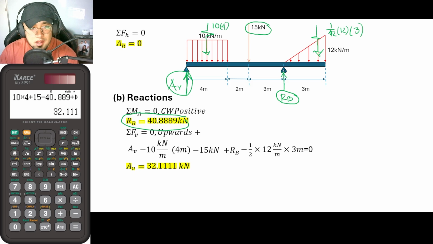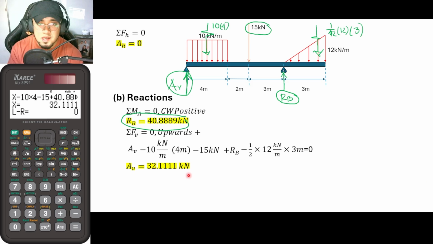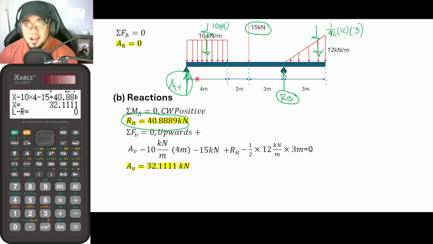If you do not want to do that and want to use the capacity of your calculators, using shift solve, that is alpha x minus 10 times 4 minus 15 plus RB of 40.8889 minus 0.5 of 12 times 3, and this is equal to 0. So shift solve answer, the answer here is 32.111, which is basically the same as our answer here. Okay, so those are our reactions.